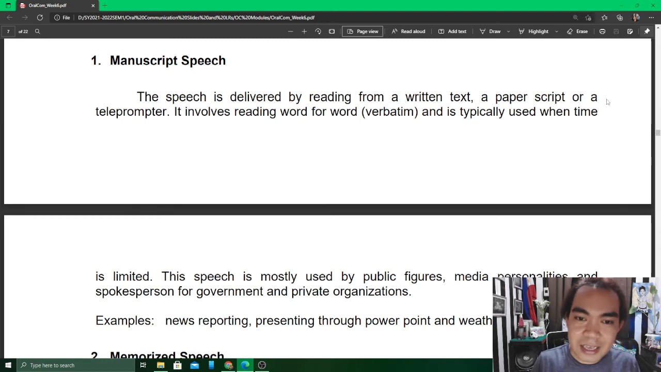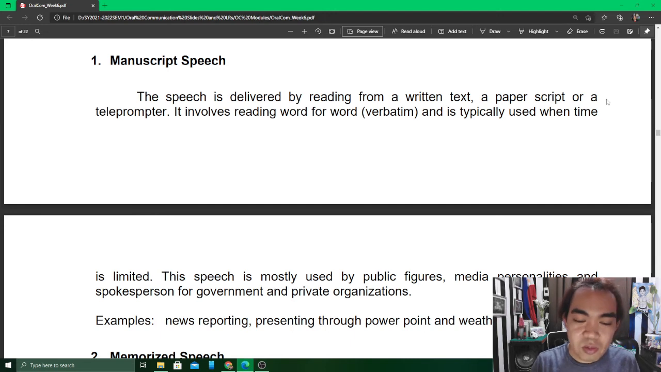Now, usually ginagamit ini siya kung ang imong speech is not something that has to stay with you for a long time. Something that you would only want to deliver for the moment. Okay? It involves reading word for word or verbatim and is typically used when time is limited. No, hindi mo na kinanglan praktisan. Okay? Kay on the spot, kinanglan mo siya sa buong dayon. Tapos dapat ma-deliver mo na siya agad.